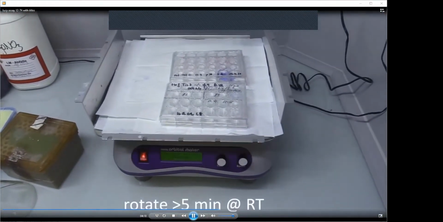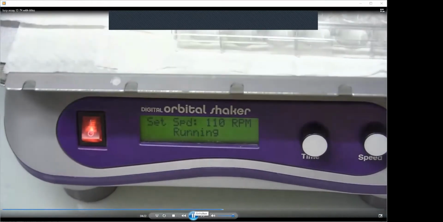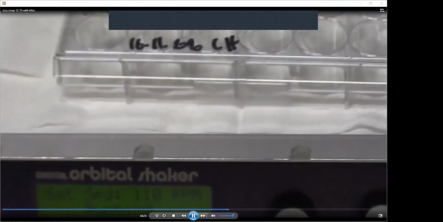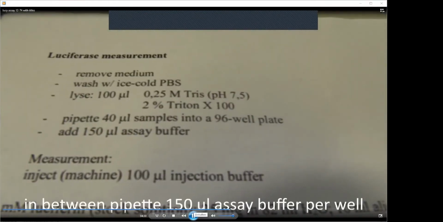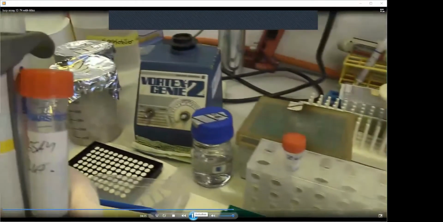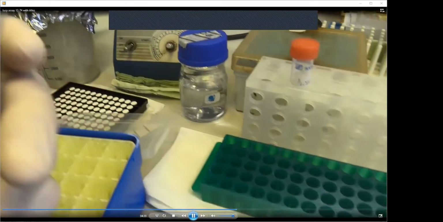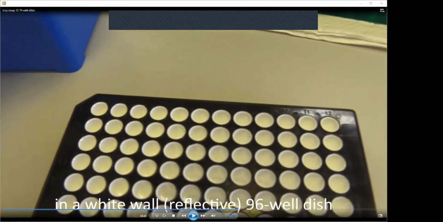And then cells are lysed at room temperature, rotating on this shaker at least 5 minutes. It can also be longer. This depends on the type of cells. In between, you prepare 150 microliters of this assay buffer into this special 96 well dish.